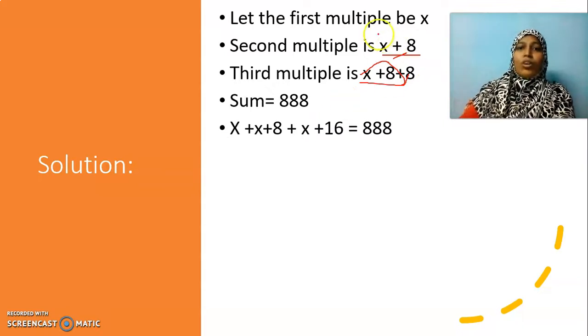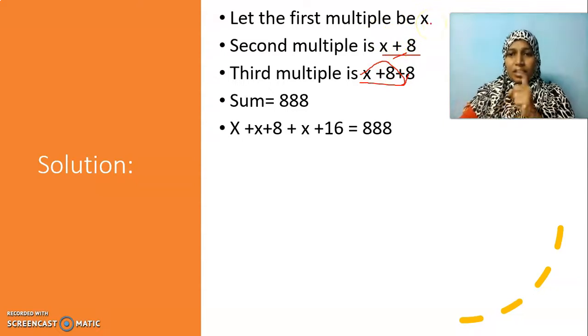You should know to start with this. If the question is about multiples, the first multiple should be considered as x. The second multiple should be plus 8 or plus 11 or plus 13, whichever multiple they are asking, it should come. If you understand the logic alone, you will be able to change that.